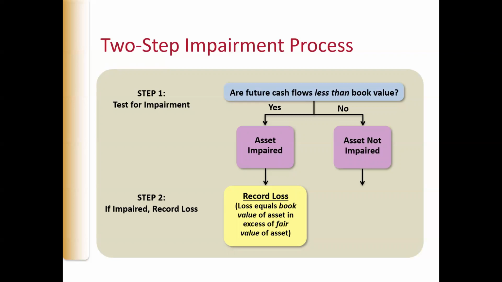And the loss is going to be the book value of the asset in excess of the fair value of the asset. So what is the book value showing on our books versus really what's the fair value of this asset? To see if we have an impairment, we're going to take the future cash flows and see if they're less than book value. If that's yes, then we will write off an impairment, a loss, by looking at the difference between the book value being greater than the fair value of the asset.